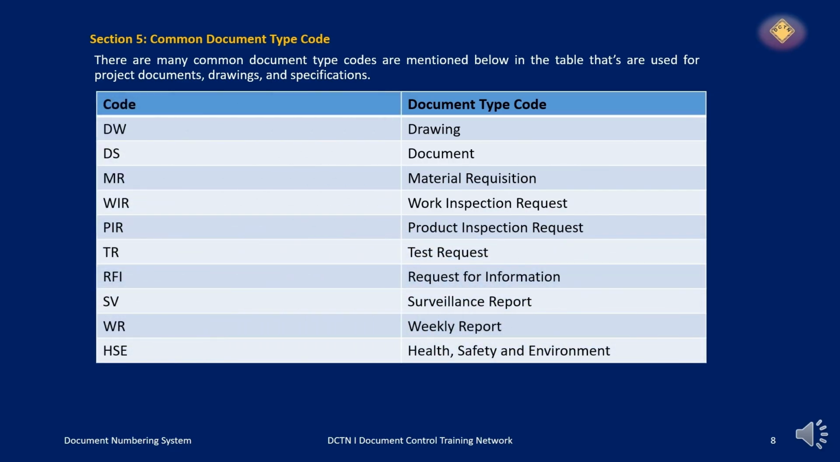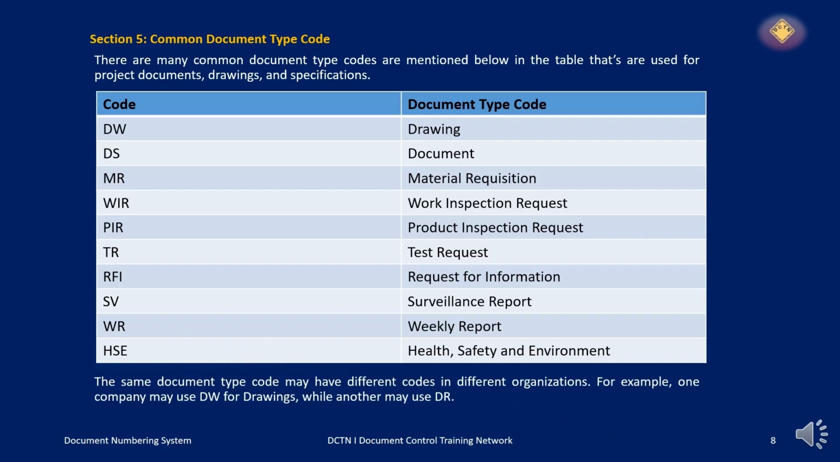DW stands for drawing, DS means document, MR means material requisition, WIR work inspection request, PIR product inspection request, TR test request, RFI request for information, SV surveillance report, WR weekly report, HSE health, safety and environment. The same document type may have different codes in different organizations. For example, one company may use DW for drawings while another may use DR.